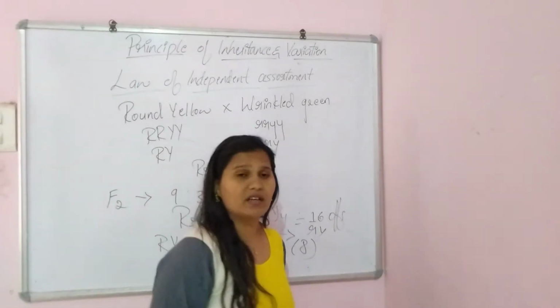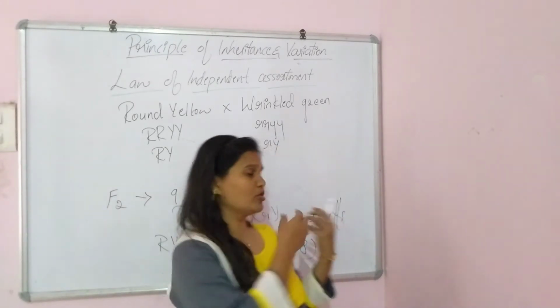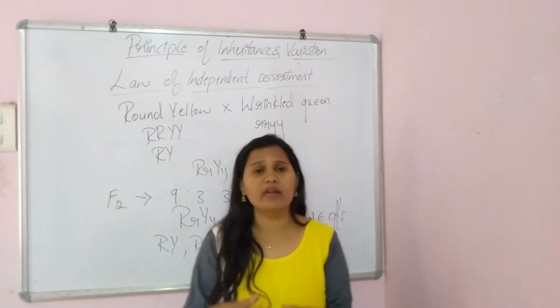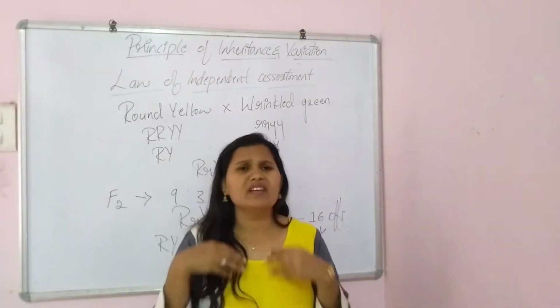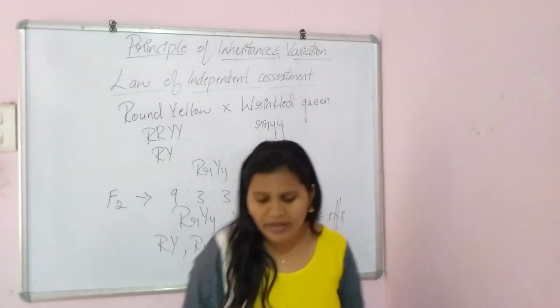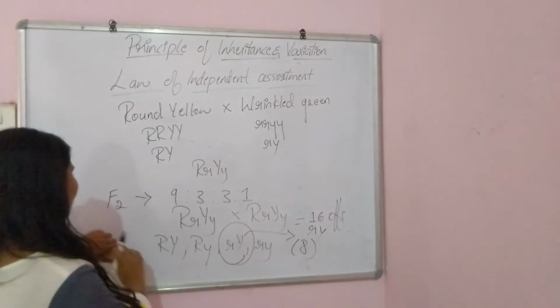In the sense, what Mendel said is that we got the 16 offsprings because the gametes got fused with the other gametes independently. There was no factor to influence them. So have a look over here.